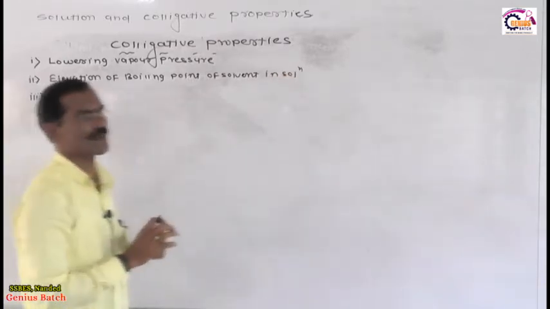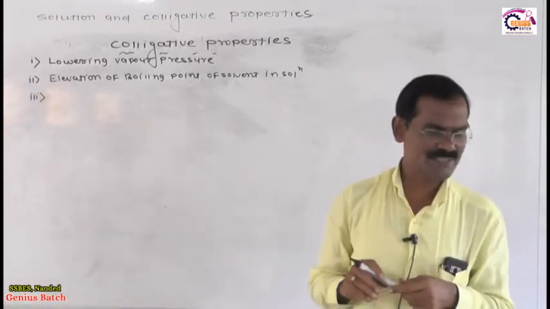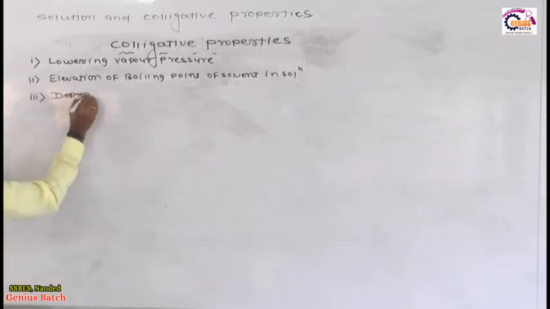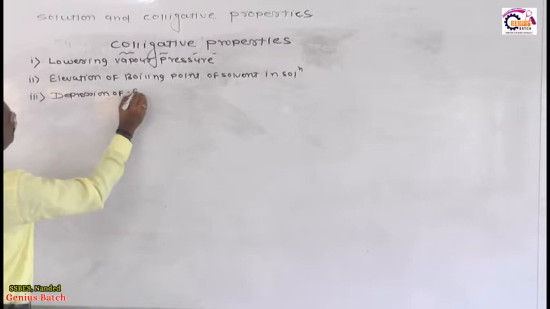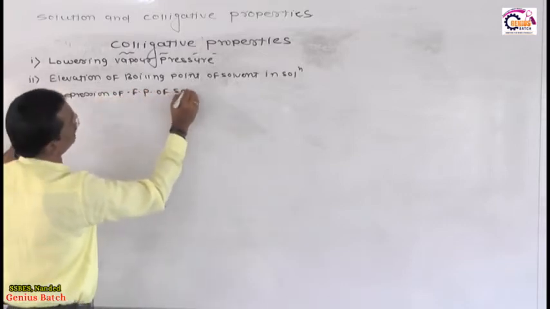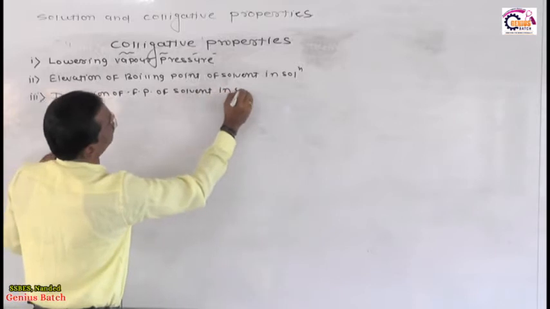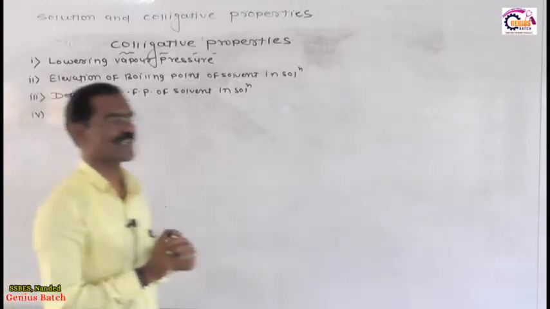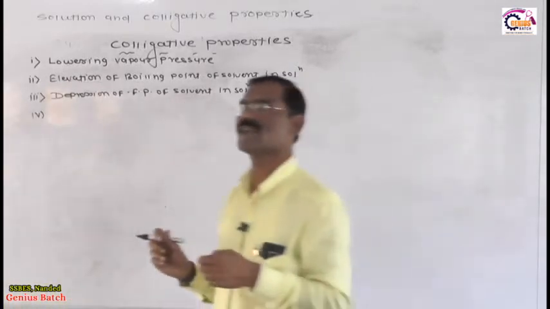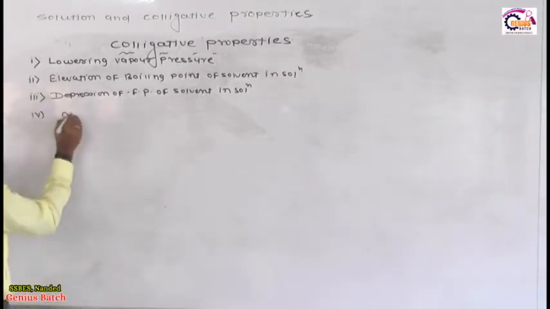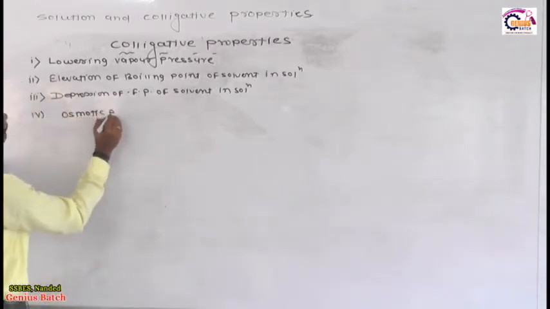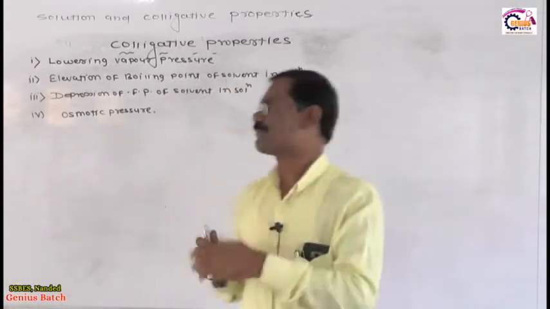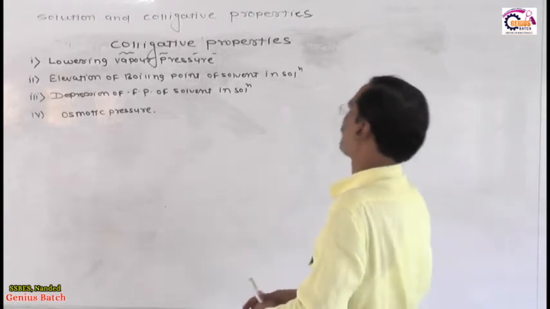Now we consider the third colligative property, which is called depression of freezing point of solvent in solution. And finally we discuss the fourth colligative property, which is called osmotic pressure. This one is very important related to this phenomenon. So these are very important and very interesting concepts related to the colligative properties, my friends.